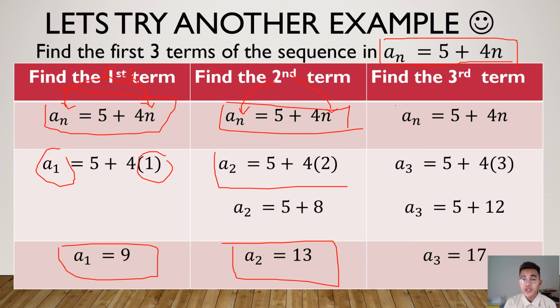As well as in the third term. Use the formula, then substitute again to n. So a sub 3 is equal to 5 plus 4 times 3. So we have a sub 3 is equal to 5 plus 12, then a sub 3 is 17. So these are the first three terms.